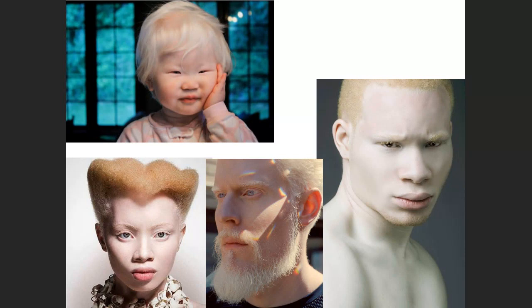Now, these people do need to take extreme precautions when being outdoors. They need to wear sunglasses. They need to wear hats, right? They need to cover their skin or use lots of sunscreen because they don't have any melanin to help protect them from the UV. And so they are at higher risk of premature aging, skin cancer, and cataracts. So they do need to take extra precautions if they're going to be outside.